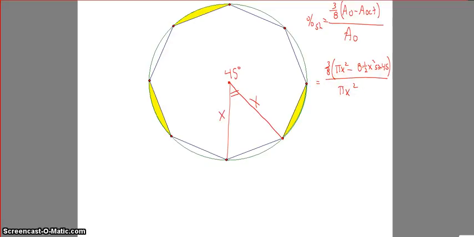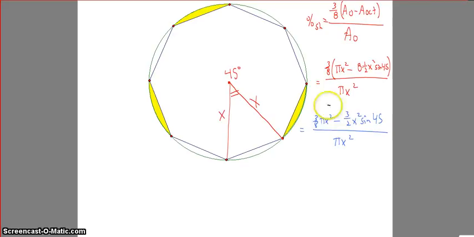Now as we simplify that a little bit, that is 3/8 times pi x squared minus 8 times 1/2 is 4, 4 times 3/8 is 12 over 8, and that's going to simplify to 3 over 2 x squared times the sine of 45, all over pi x squared.